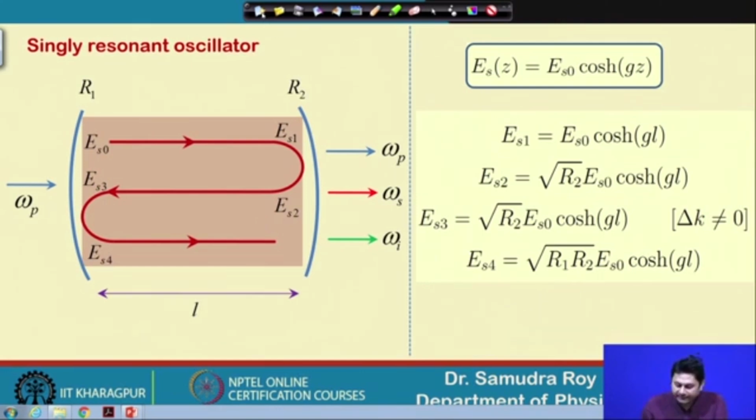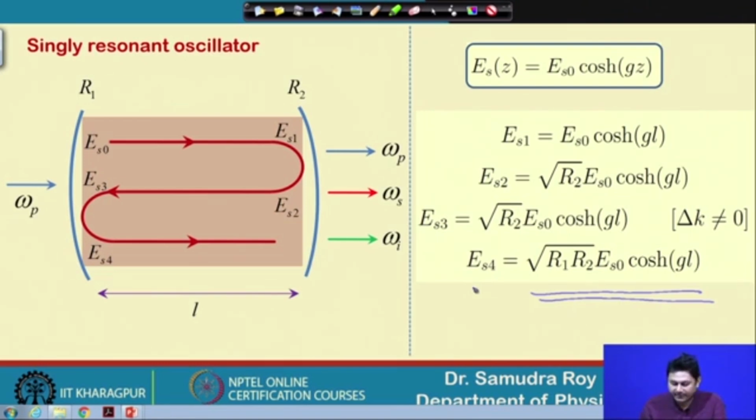Well, once we have this, then again it is reflecting. When it is reflecting, we will have ES4. So, ES4 is root over of R1 R2, whatever the value we have, multiplied by that. So, we will eventually have ES4 like this. Starting from ES0, we now come to ES4 in this particular structure.